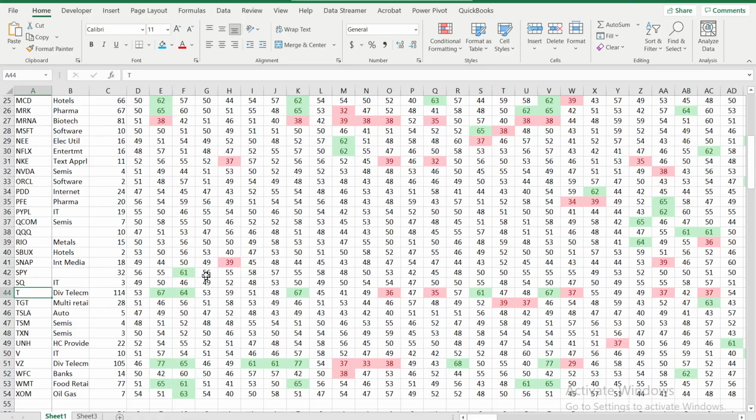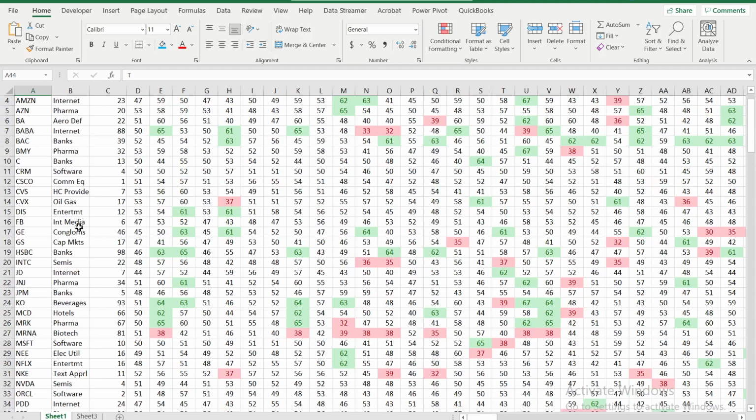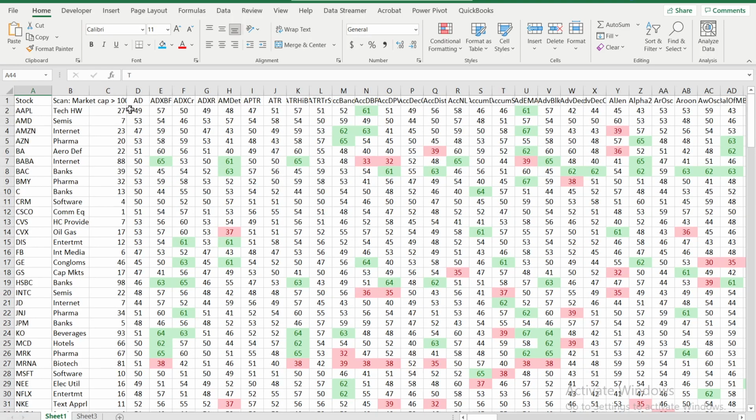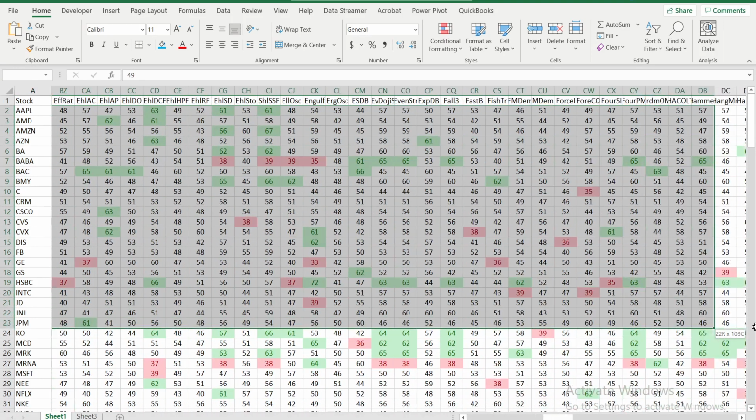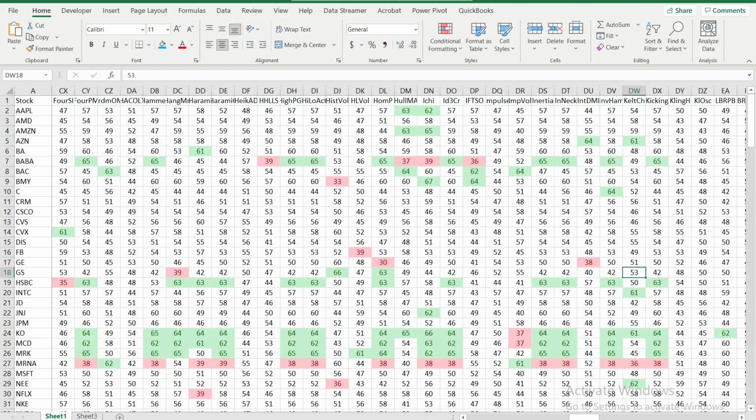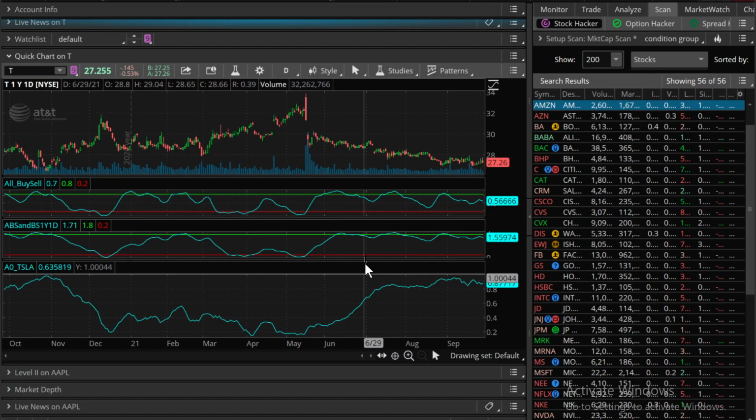And as you can see, putting in all these numbers took hours and hours. And there's no good way to get this data out of here. There's no good way I found to export data out of ThinkorSwim. And I think they do that on purpose.